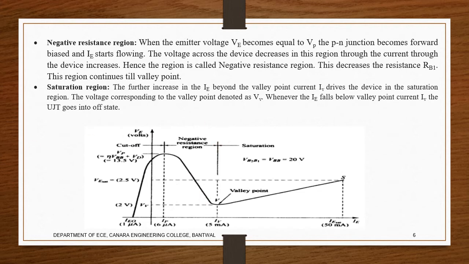Looking at this, we can see V equals IR. Here voltage has decreased and current has increased. So of course the resistance is decreasing. That is nothing but RB1, because we are considering only the one resistance, right? That is RB1. So this is the concept we need to understand: resistance decreases, so we call this the negative resistive region.